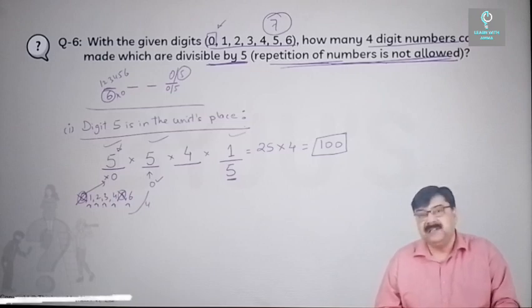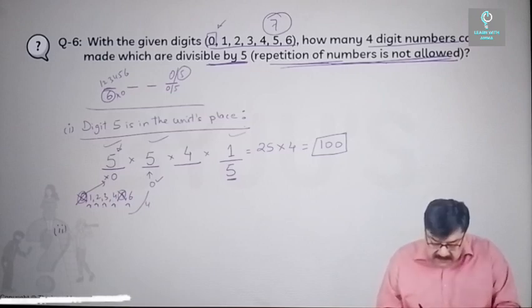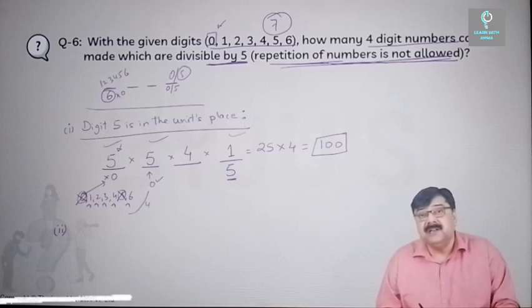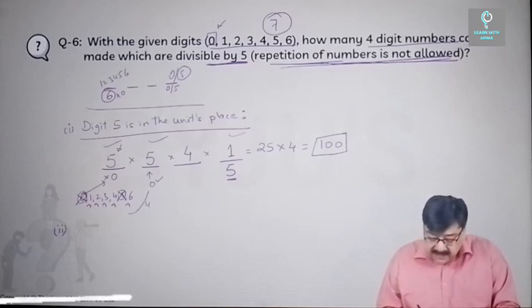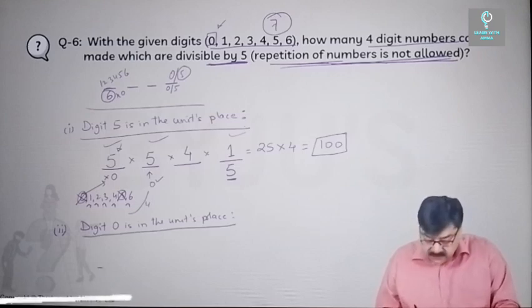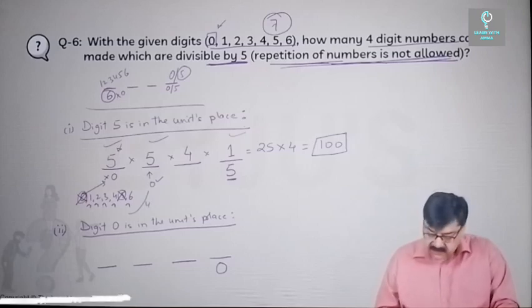Now let us have a look at the second way in which we can form a 4-digit number which is divisible by 5, and that would be if digit 0 occupies the units place. So digit 0 is in the units place. Let's have a look at how we are supposed to do this. So here we are fixing 0 in the units place. So there is only one option now to fill up the units place, and that is 0.